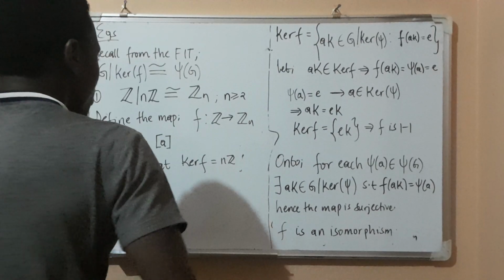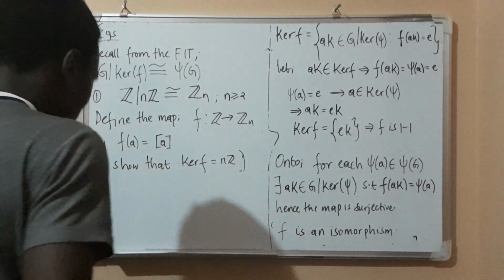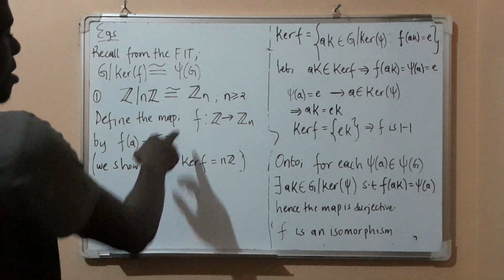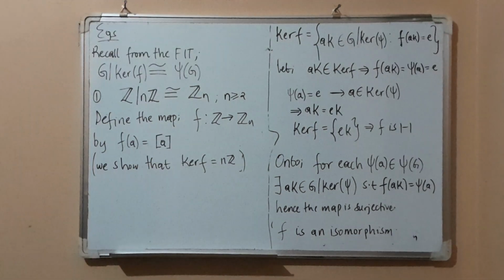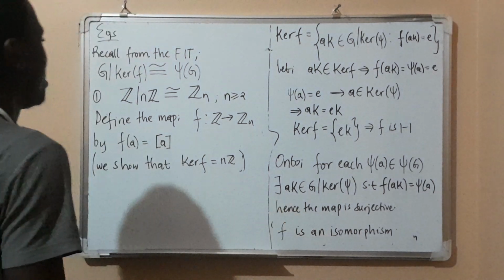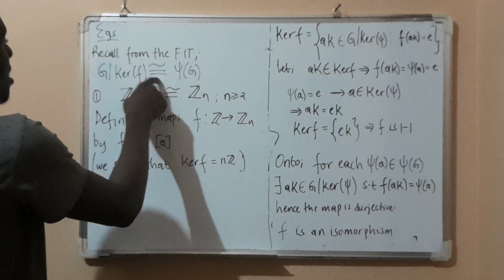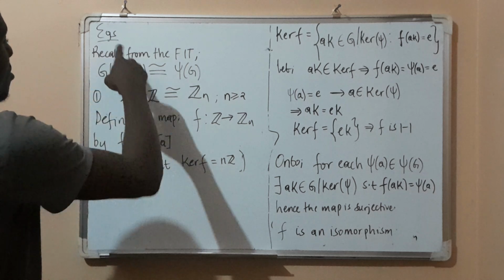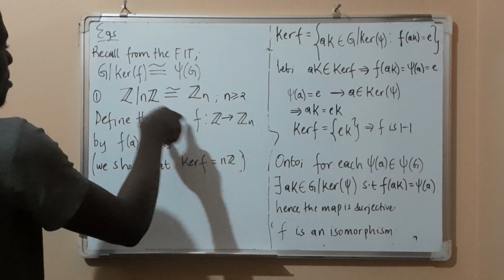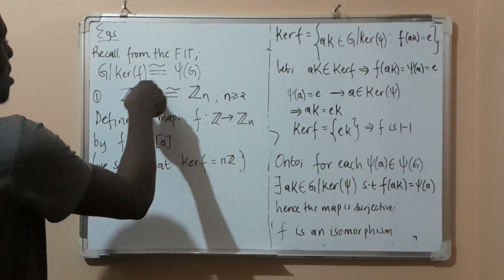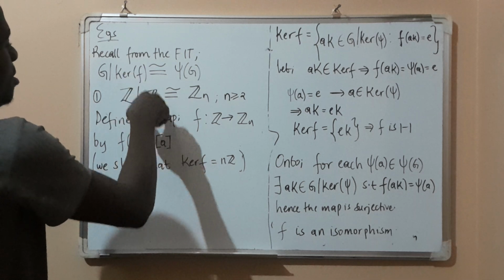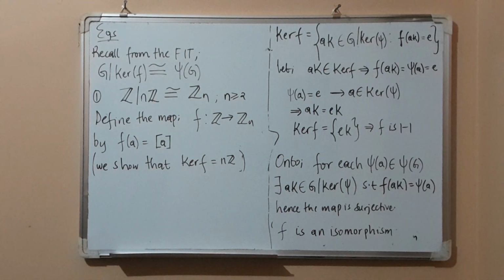If I'm able to prove this, if I show that the kernel of this map is nZ, then by the first isomorphism theorem I'm done. Because the first isomorphism theorem states that G factor kernel of phi is isomorphic to this. So I just need to prove that the kernel of this map is nZ. Then by the first isomorphism theorem, we shall be done.